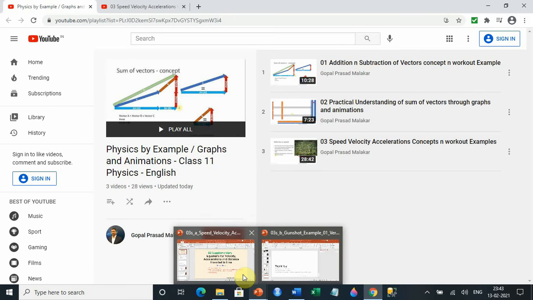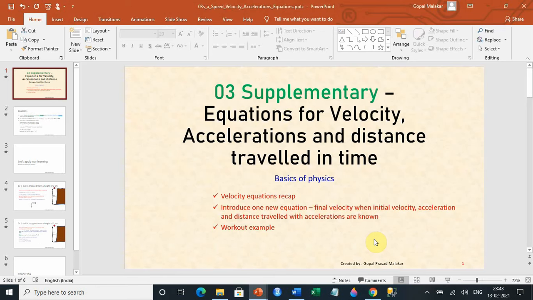I will show you that though that equation is not mandatory to know, if you know that equation, at times you will be able to solve the problem in one step rather than requiring two steps. To make it very clear, I will first recap the velocity equations, introduce you to the new equation, then solve a particular problem in two steps, and then show you how the newly developed equation will help us solve the same problem in one step only.